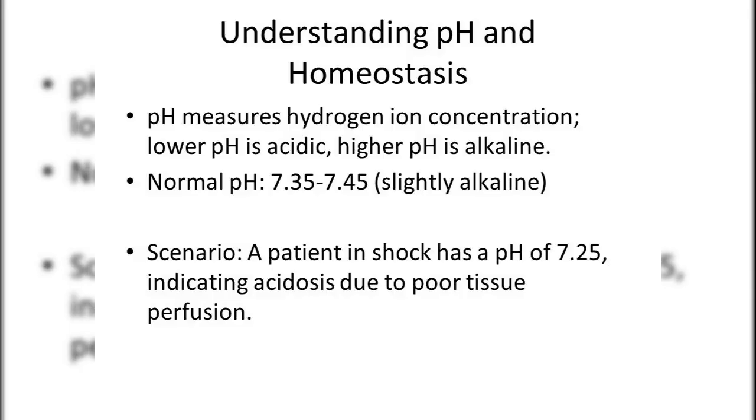pH measures hydrogen ion concentration, with lower pH being acidic and higher pH being alkaline. Normal pH ranges from 7.35 to 7.45. A patient in shock with a pH of 7.25 indicates acidosis due to poor tissue perfusion.